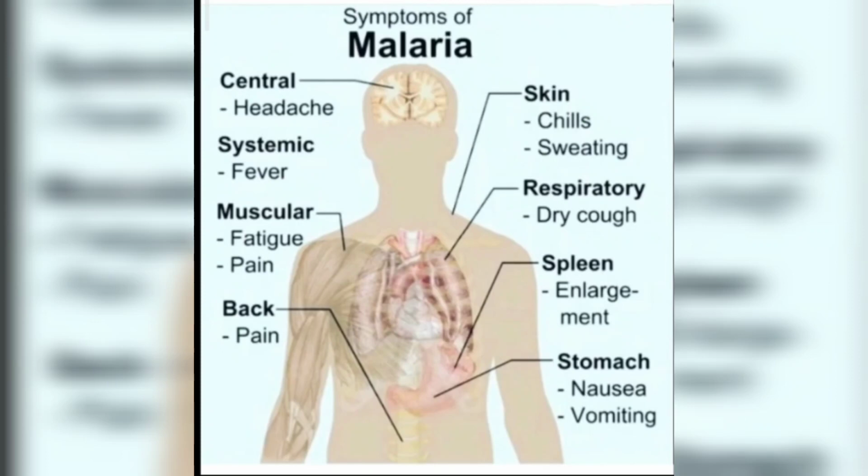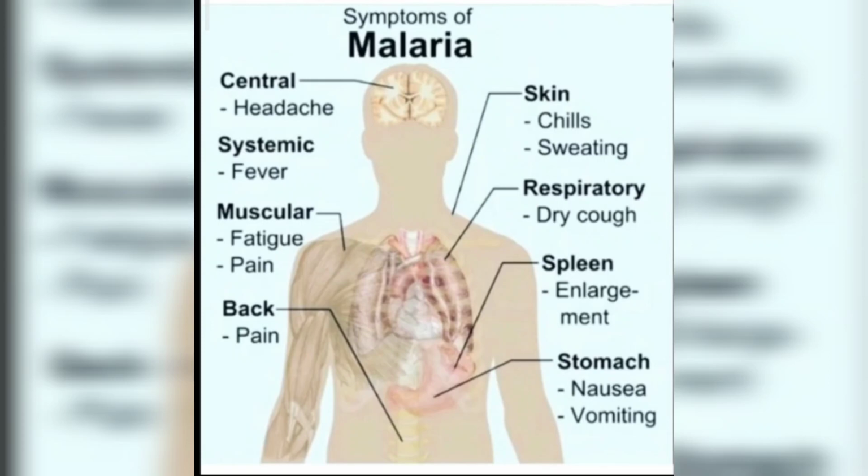So today we are going to discuss some main clinical manifestations of the disease malaria. First, when we talk about the central nervous system, headache is the main symptom in our CNS. Then when we talk about systemic, the main symptom is fever. When we talk about muscular, then fatigue, pain and back pain are also there in the patients of malaria.